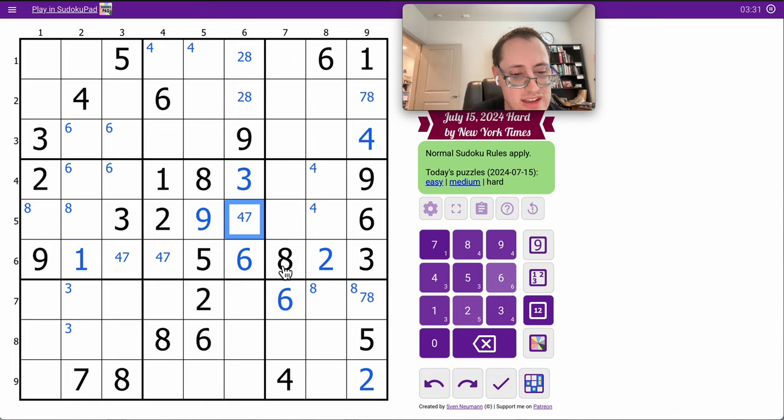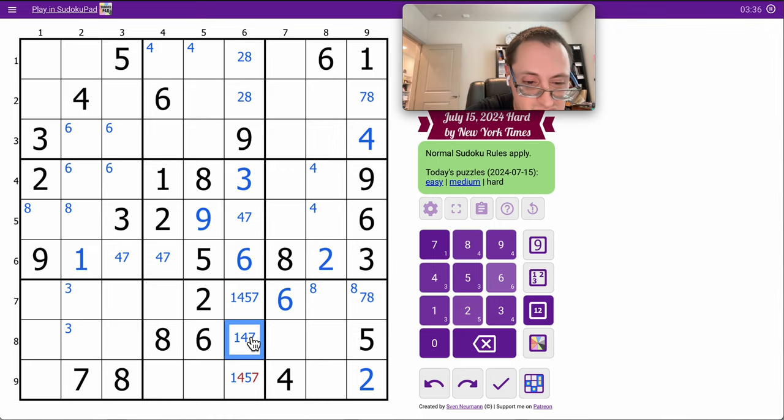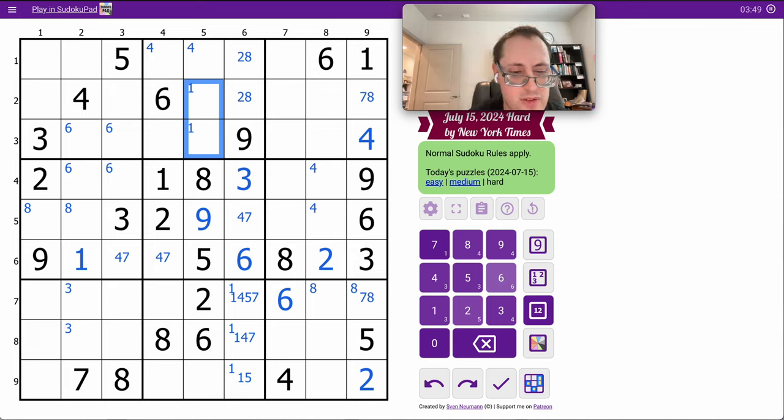2, 3, 6, 8, 9. So those are 1, 4, 5, 7. Fill out column 6. Therefore, that must be a 1, and therefore one of those two must be. 2, 5, 6, 8, 9 in column 5. I need 1, 3, 4, and 7. What ends up as 1, 3, erk.